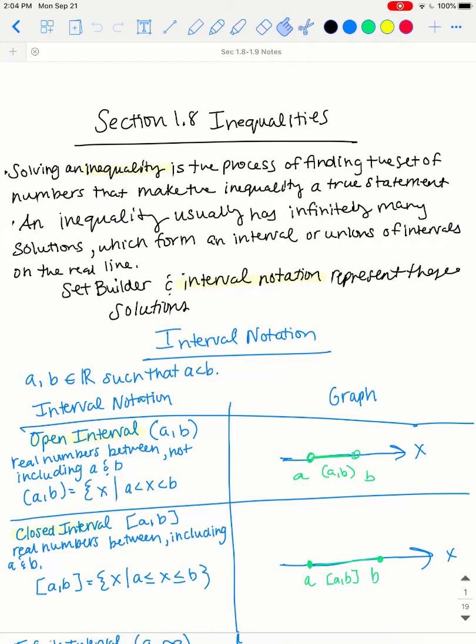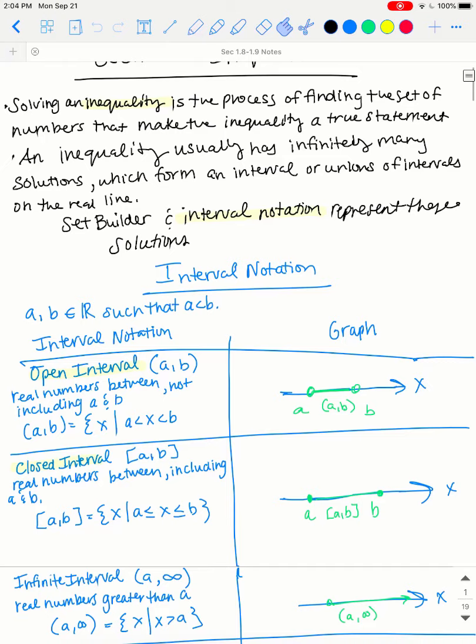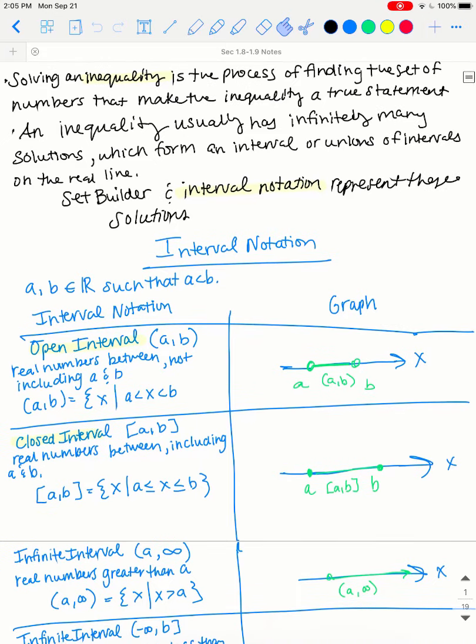Hey everyone, today we'll be going over section 1.8, Inequalities, and section 1.9 about the coordinate plane and graphs. So starting off with inequalities, solving an inequality is the process of finding the set of numbers that make the inequality a true statement. Usually inequalities have infinitely many solutions, which form an interval or unions of intervals on the real line. And we usually use set builder and interval notation to represent the solutions to inequalities.